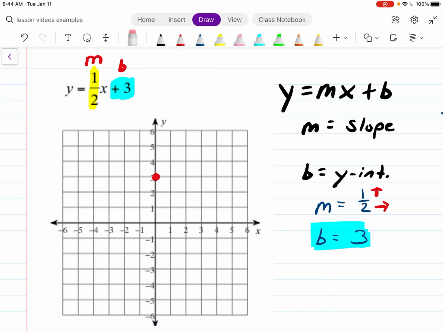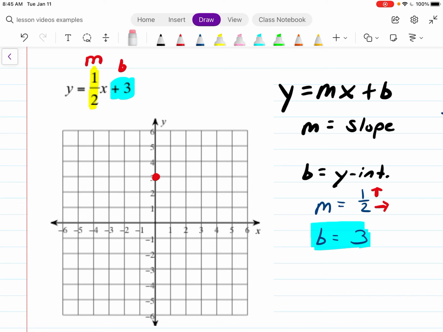Now, a mistake that my students seem to make is once they put that y-intercept, they want to use the slope starting from the origin. You do not start from the origin if your y-intercept is not 0. You always start from your y-intercept first, following the slope of the line.